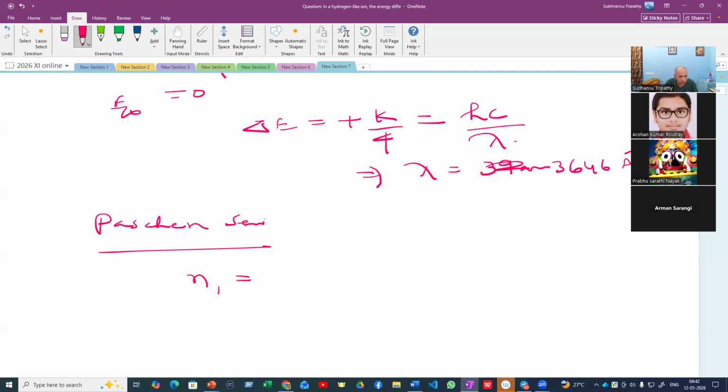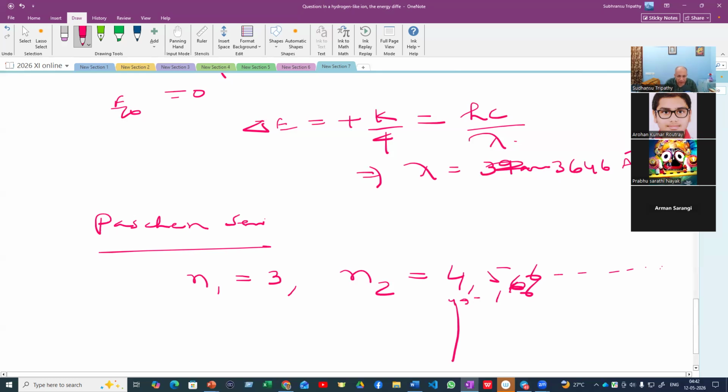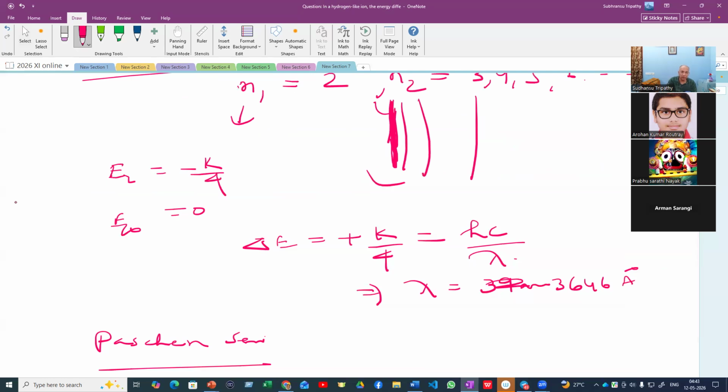So lower shell is 3. And higher shell? Sir, 4, 5, 6 up to infinity. Yes. So the first line will be from 4 to 3. Second line, 5 to 3. Third line, 6 to 3, all three. So they will be falling in which region? This will be falling in the visible region.